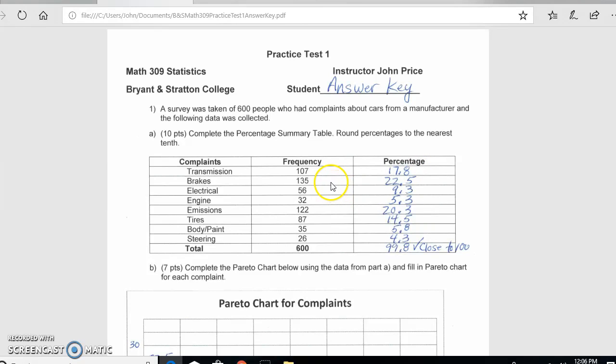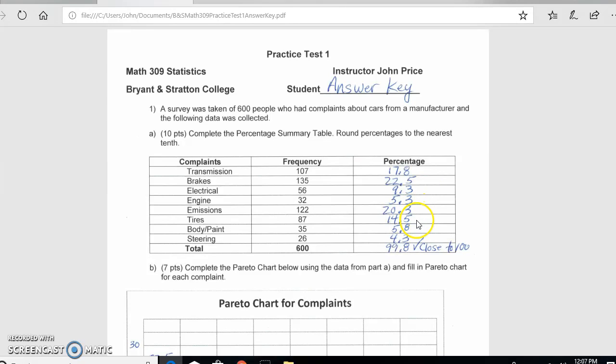We do the same for the brakes. We had 135 people who made complaints about brakes. We divide that by 600, the total, and we multiply it by 100. When we round to the nearest tenth, we end up with 22.5%. And we do the same with the electrical. 56 divided by 600, multiplied by 100, and rounded to the nearest tenth, we have 9.3%.